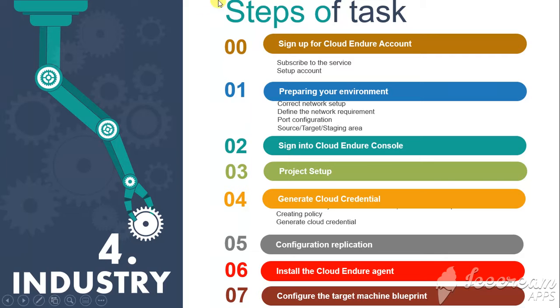And the next one is prepare your environment. You have two environments. One is the source environment, the other one is the target environment. You have to correctly set up both environments together, and a correct network setup. The correct network setup means if you have the port opening and port firewall exception and standard way, you have to follow these required standard procedures, and then your network is ready for the communication. Define the network requirement, port configuration, target, source, and staging area.